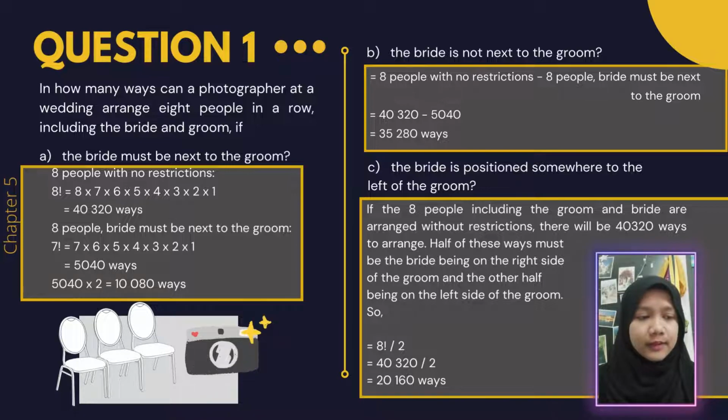C. If the bride is positioned somewhere to the left of the groom. Now, if the 8 people, including the groom and bride, are arranged without any restrictions, there will be 40,320 ways to arrange. Half of these ways must be the bride being on the right side of the groom, and the other half the bride being on the left side of the groom. So, the number of ways to arrange the 8 people without any restrictions divided by 2. So, 40,320 divided by 2, we get 20,160 ways.